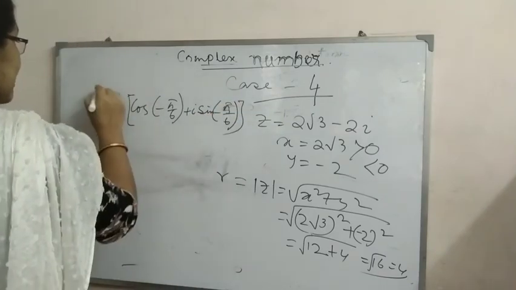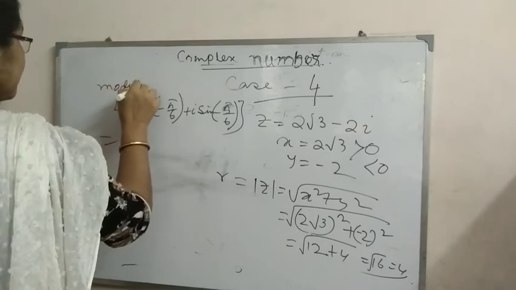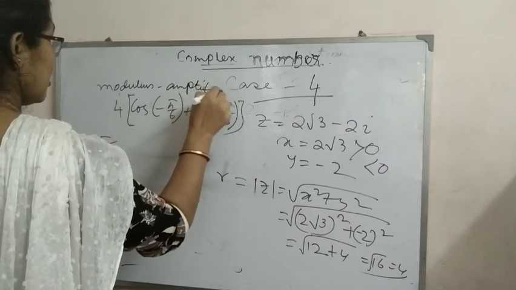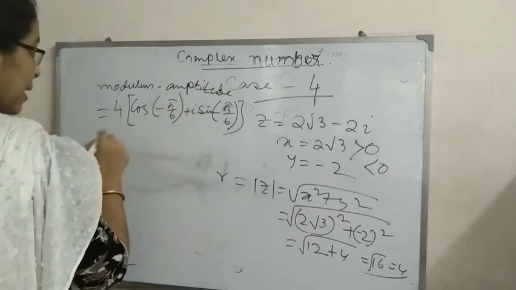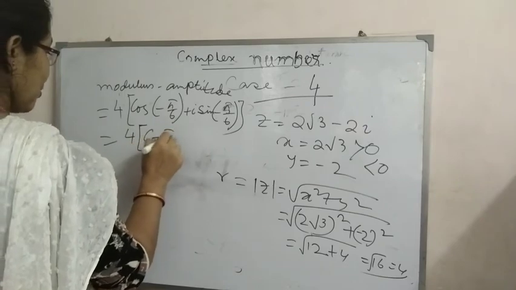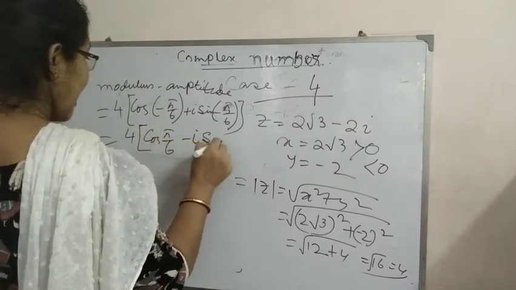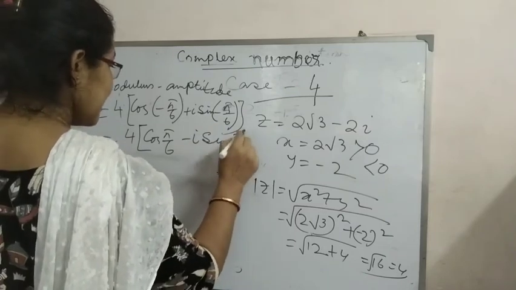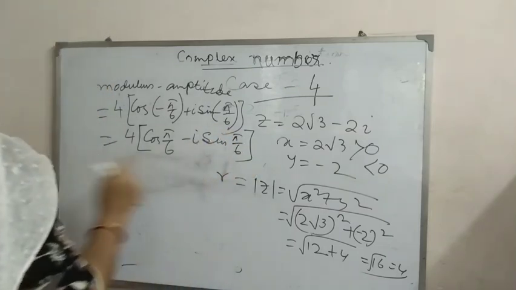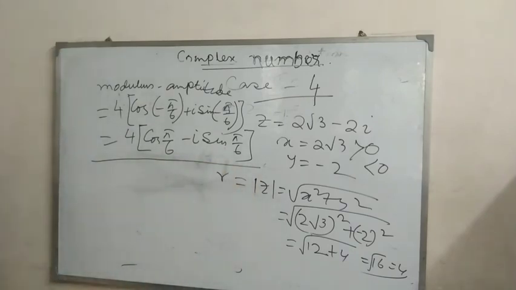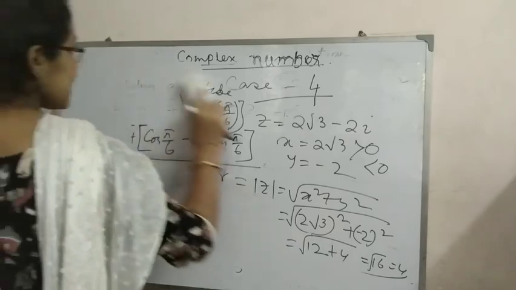Here the modulus amplitude form is first mod z equals r, that is 4 cos minus pi by 6 plus i sin minus pi by 6. Modulus amplitude form: 4 cos minus theta equals cos theta, and i sin minus theta equals minus sin theta, then I will write sin pi by 6. This is the modulus amplitude form of z.